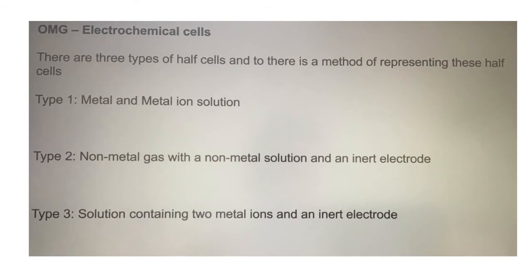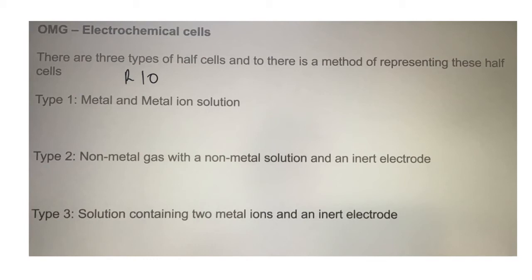Now, there are 3 different types of half cells, and there's a method of representing these half cells. First of all, we're always going to note the reduced form, and then we're going to note the oxidized form. This is common to all 3 types of half cell, and this is really useful because it allows us as scientists to have a quick shorthand way of noting cell diagrams rather than having to draw them every time.